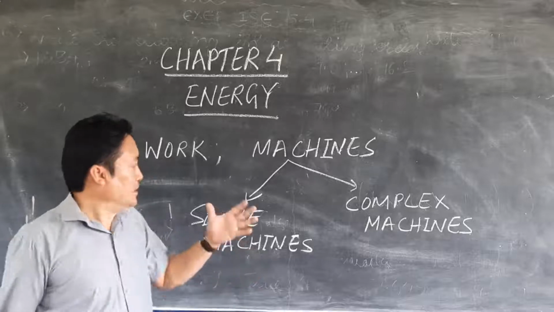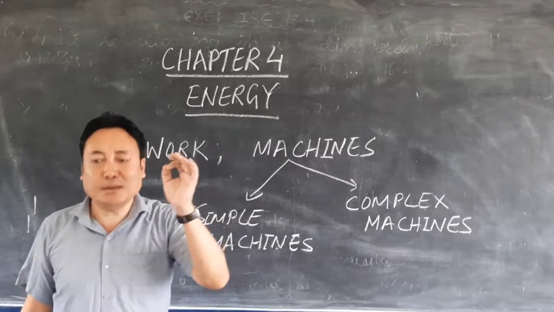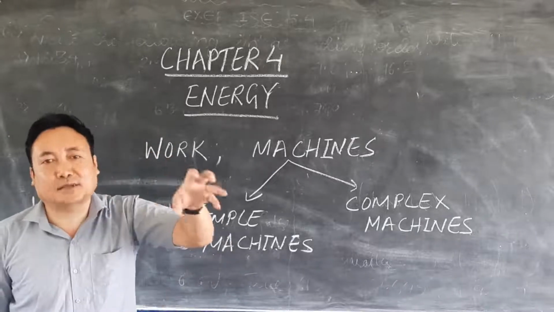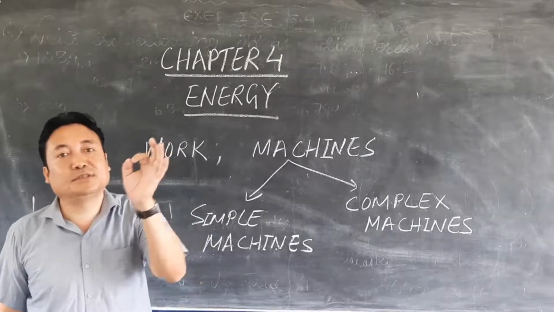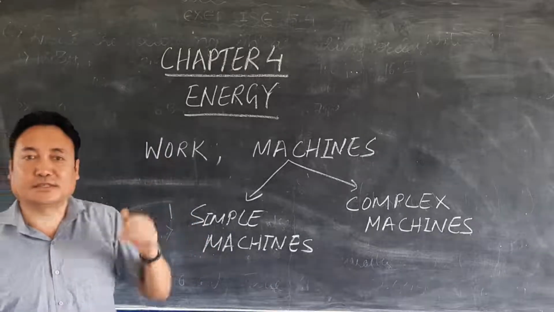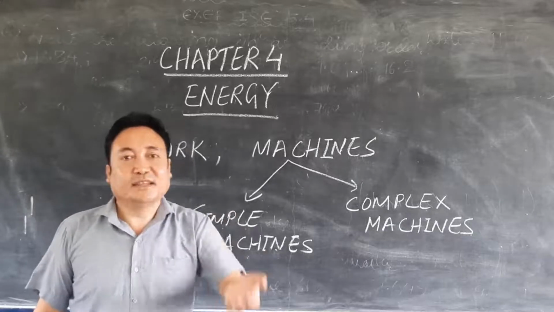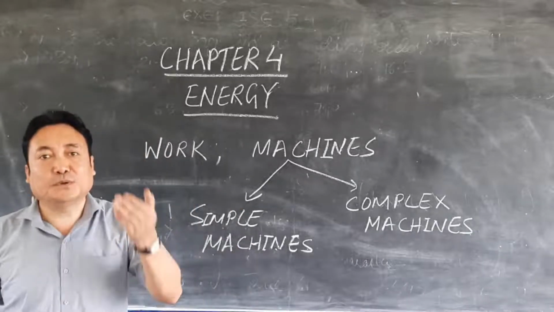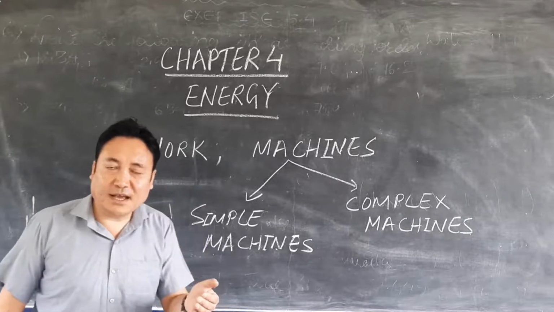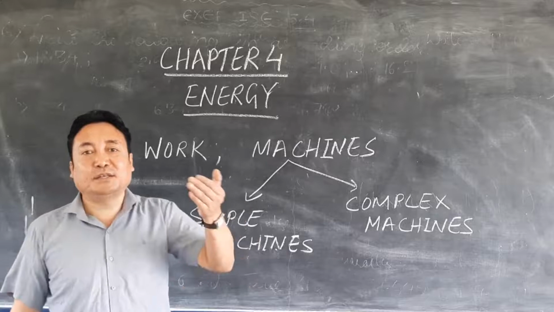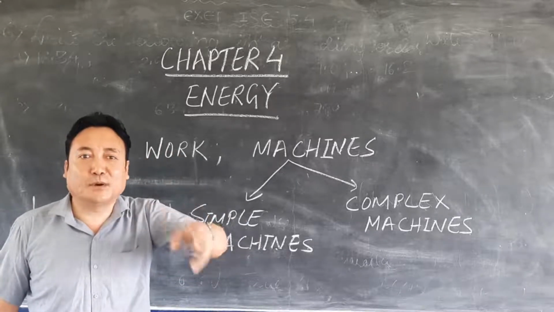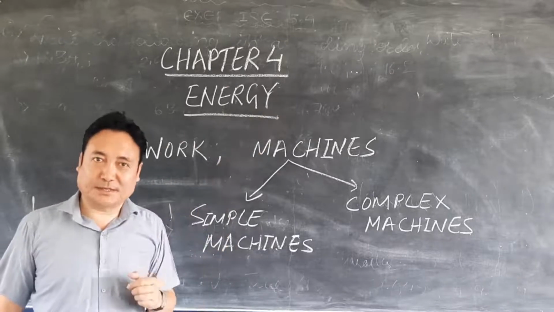Now, what are these simple machines? A simple machine is a mechanical device. Mechanical means which does work. It is a mechanical device that increases the size of the force or changes the direction of the force. So a simple machine is a mechanical device which increases the size of the force. That means by applying a small force, a huge amount of work is done.